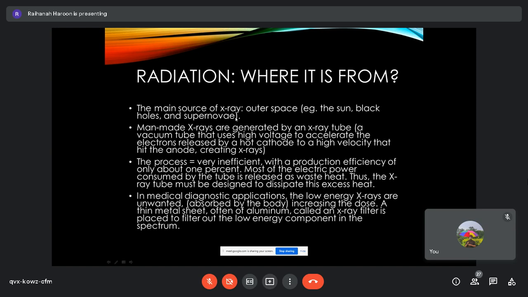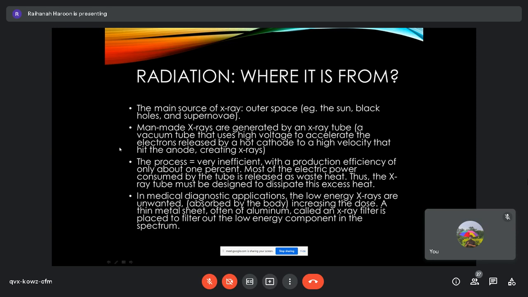The source of X-ray is not just from the X-ray machine, CT scan, or angiogram machine. No, the main source of X-ray is actually outer space: the sun, the black holes, and supernovae. That's why pilots and stewardesses, who are flying high up in the sky, are exposed to very high radiation because they're closer to space.